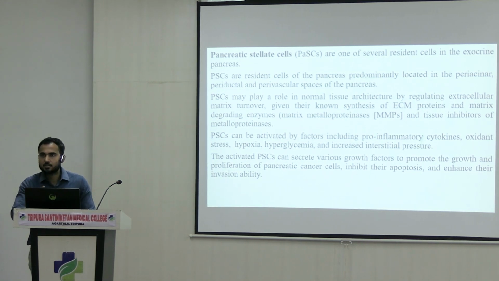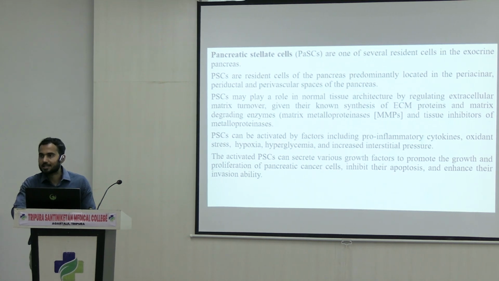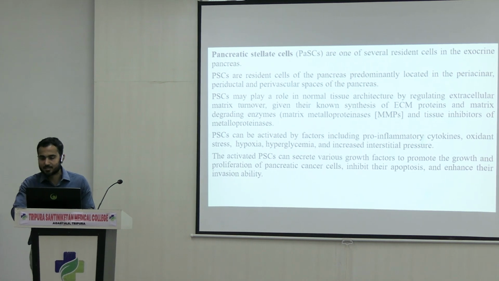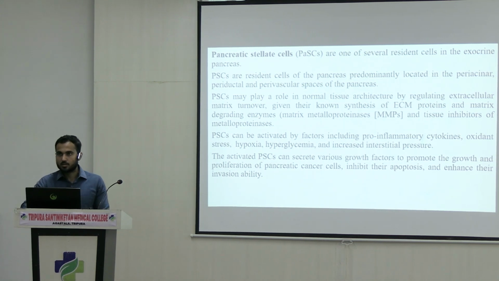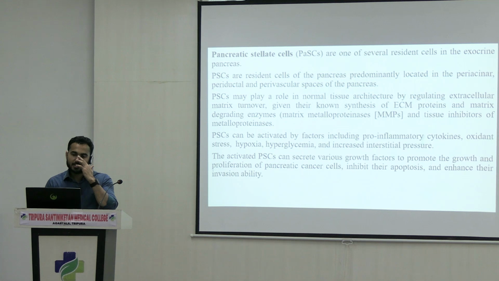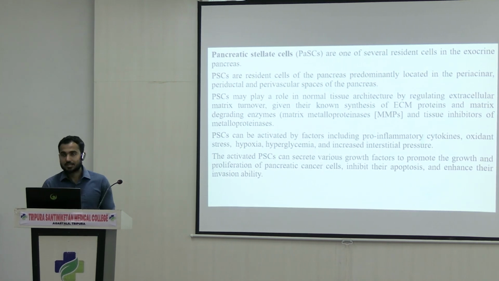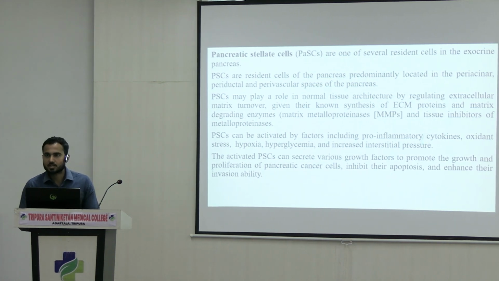Now along with the acinar cells, another important type of cells are present in the pancreas, and these are called PSCs. What are these? These are also called pancreatic stellate cells. Very important. Now, what is the importance of the pancreatic stellate cell? These are predominantly present in the pre-acinar, pre-ductal, and pre-vascular spaces of the pancreas. These are the areas where these particular cells are present. They have a star-shaped appearance.